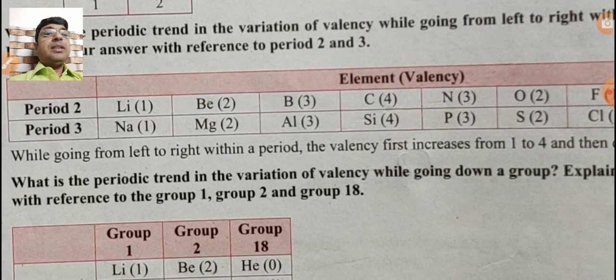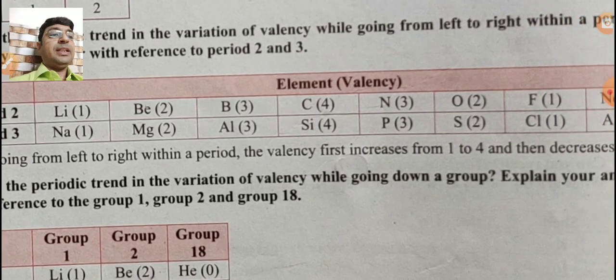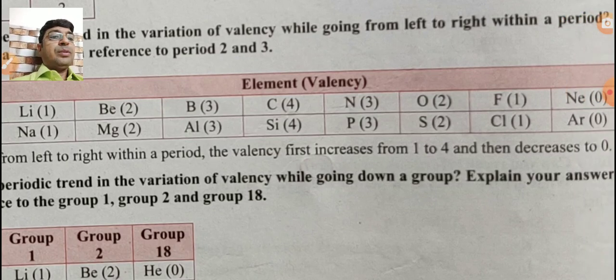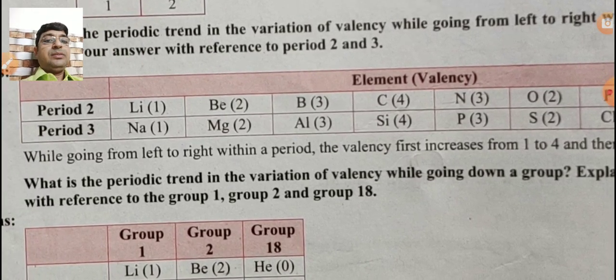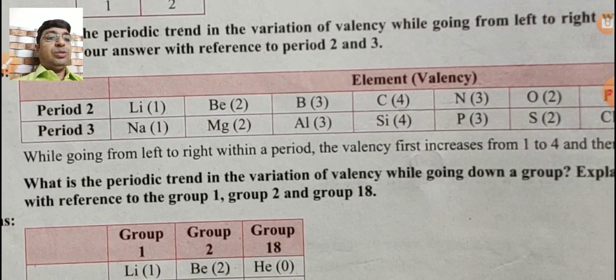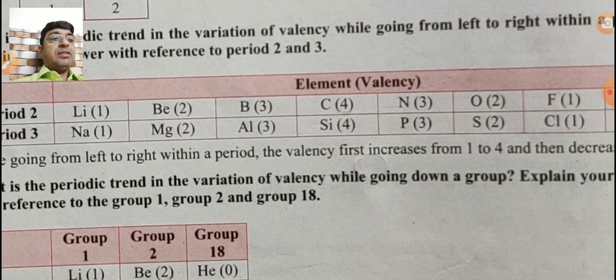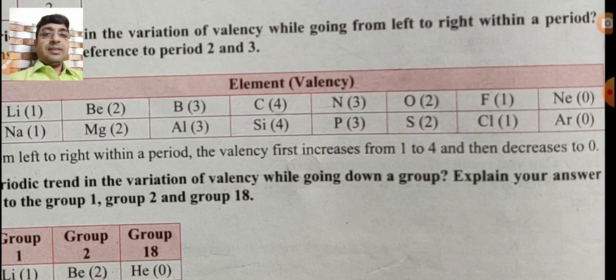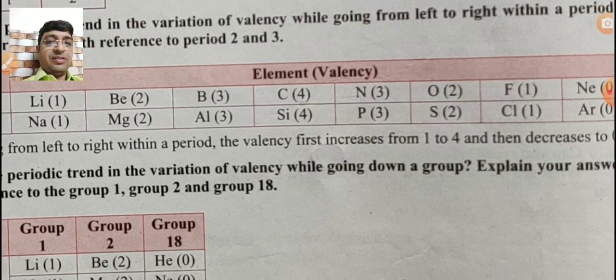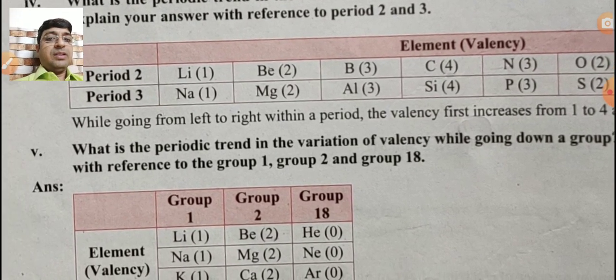Period number 3: sodium valency 1, magnesium 2, aluminium 3, silicon 4, phosphorus 3, then 2, 1 and argon 0. While going from left to right within a period, the valency first increases from 1 to 4 and then decreases to 0. You observe carefully here. One more question is given.